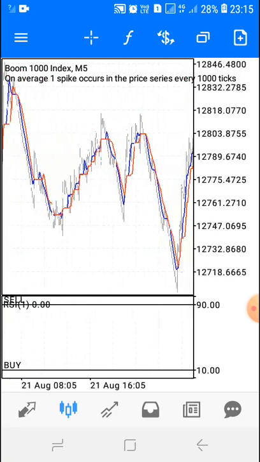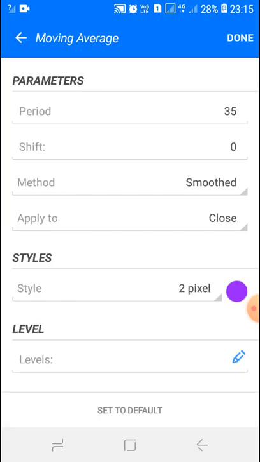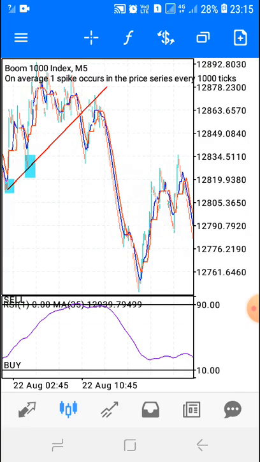Okay guys, so the next indicator that we're going to need is our moving average. Now the parameters should be like this. The period should be 35, shift zero, method smoothed, apply to close, style 2 pixel purple. Okay, so this is how your chart is going to look. Remember that this is not for the 1 minute time frame, okay? This is only for the 5 minute time frame, right?